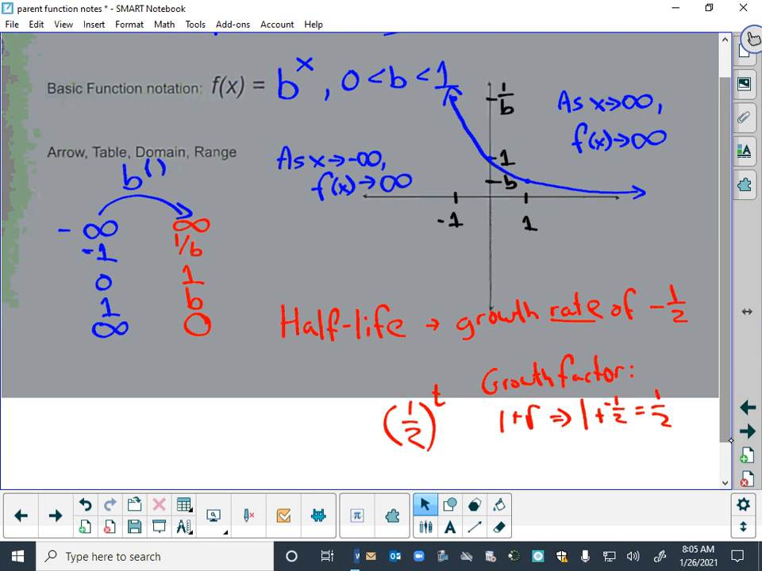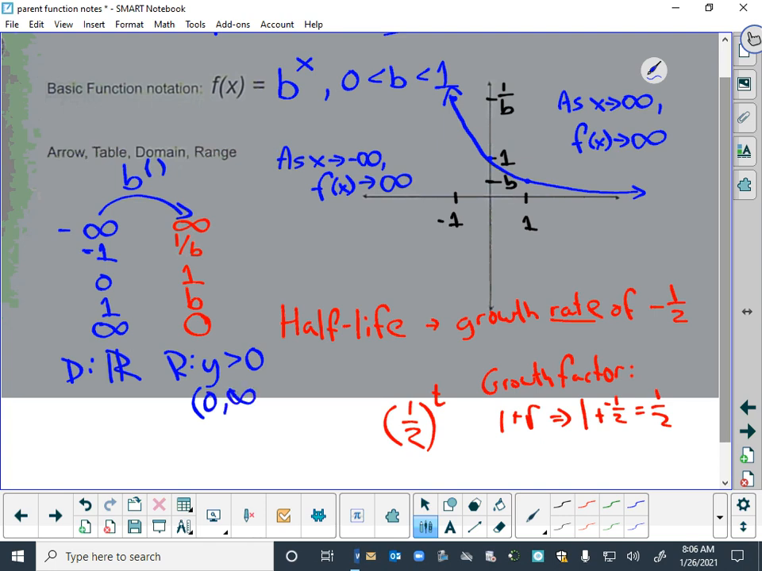All right, so there is the exponential decay parent function, what it looks like in multiple representations. I'm also going to throw in here the analysis of the domain of this function. The domain, we can see that it covers everything from negative infinity to infinity on the inputs. So that's a domain of all real numbers, but the range over here is limited. We can't actually get to 0. We can describe this range as being y greater than 0, or in interval notation, the range is from 0 to infinity. We could describe it that way.